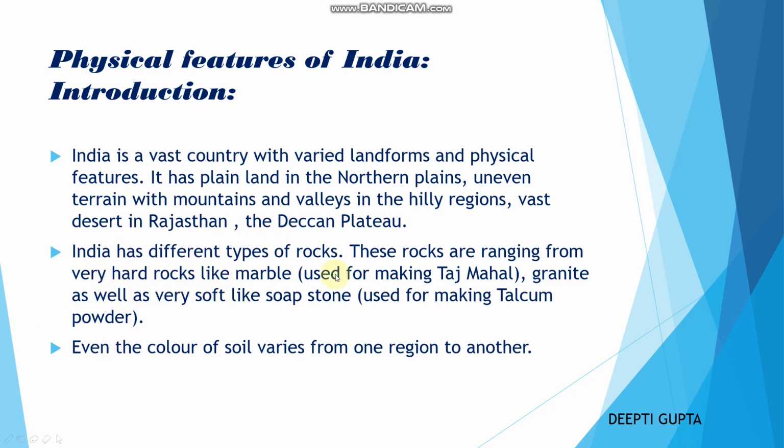India has different types of rocks. These rocks range from very hard rocks like marble, which is used for making the Taj Mahal, and granite, to very soft ones like soapstone, which is used for making talcum powder. Even the color of the soil varies from region to region.